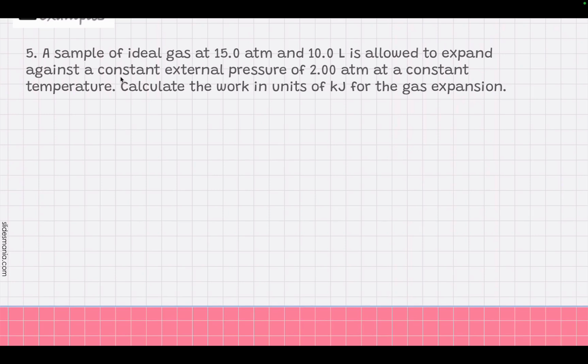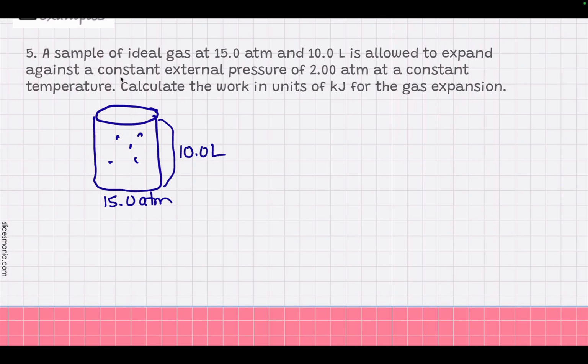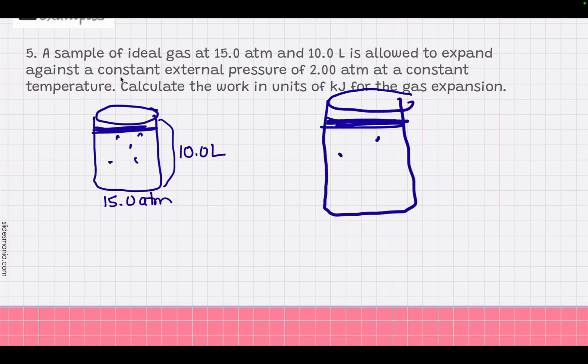So I have an ideal gas. So I just have a gas in a container, and it is at 15 ATM, and it's occupying 10 liters. And we're going to allow it to expand. So if it were like a piston holding it to that 10 liters, we now know that it's going to have even more room. So maybe the piston now is up here.